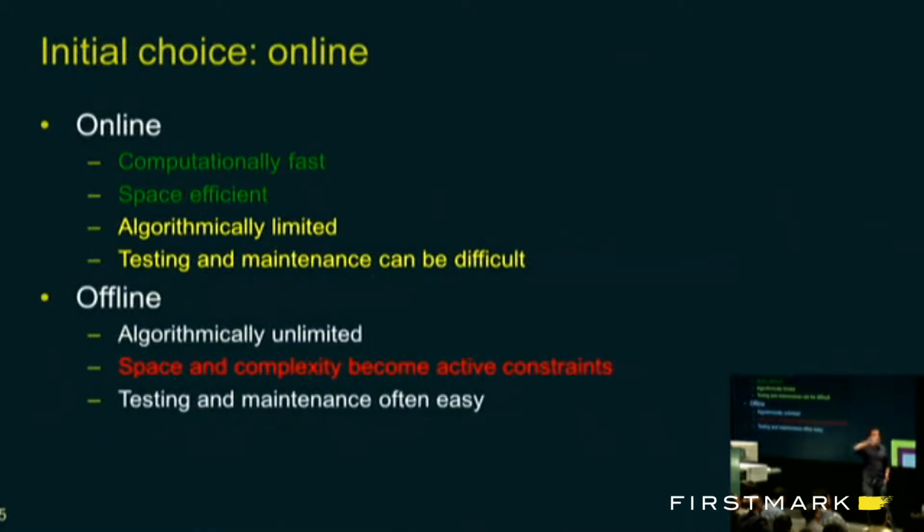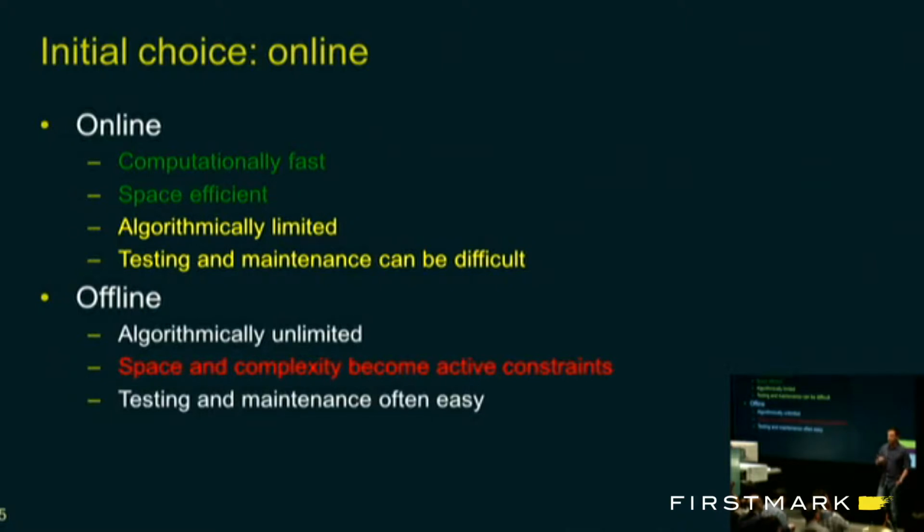So online, if you think of all the pros and cons of online, it's computationally fast. You really have to keep up with the data. Everything you do must be done as soon as that bit or signal goes past. It's space efficient. Technically, you don't have to store anything. You might have to worry about state space, and we'll think about that a little bit later on, but no real storage constraint. It's algorithmically limited.